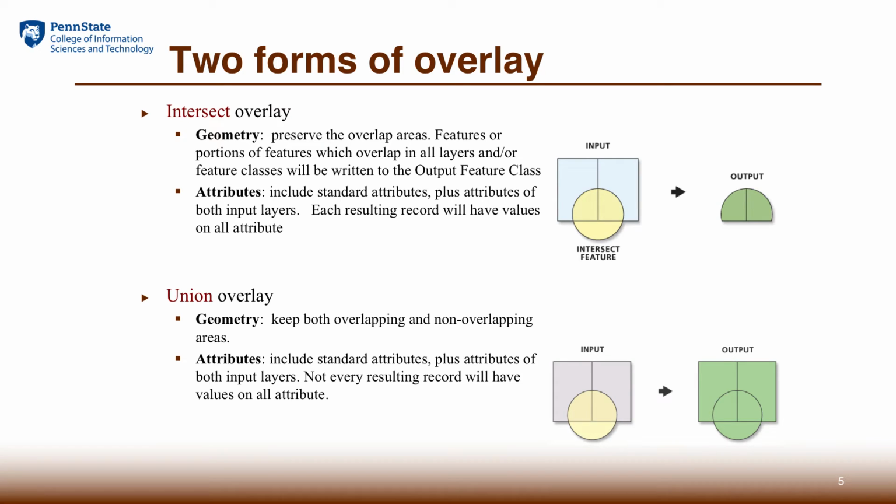When we talk about overlay analysis, basically we talk about two forms of analysis. One is called intersect, the other is called union. The difference is mainly on the geometric operations you're going to do. So intersect, we're going to keep only the overlapping areas in the output, but union, we're going to keep both the overlapping and non-overlapping areas in the output.